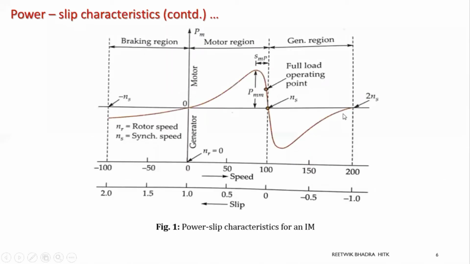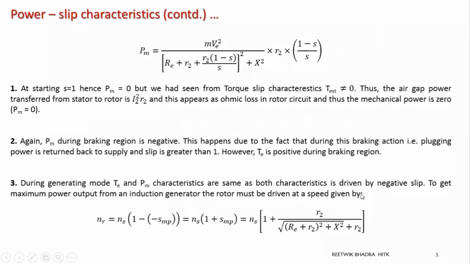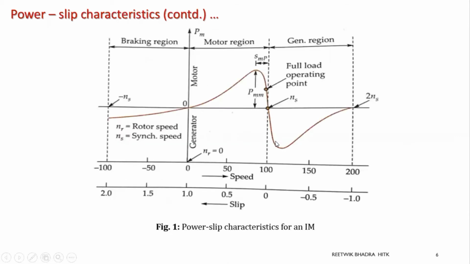And lastly, what happens in the generating region? We have already studied that the generating region is nothing but the mirror image of this one. What happens to the slip? It becomes negative over here. Now, if you put a negative slip over here, 1 minus of minus becomes plus, but there is an S in the denominator. So this term will be plus, but S will be negative. So ultimately, this PM will come out to be negative again.